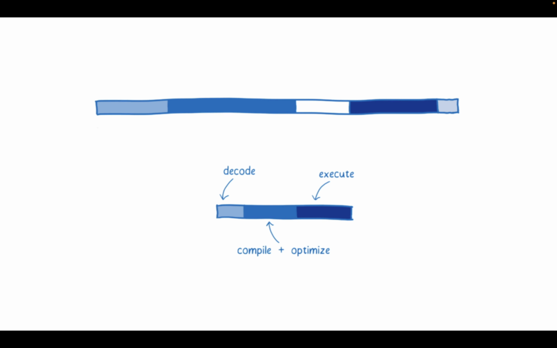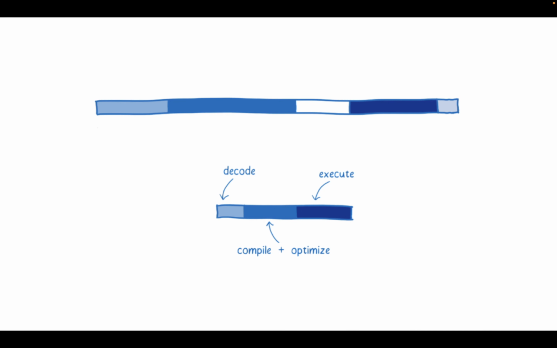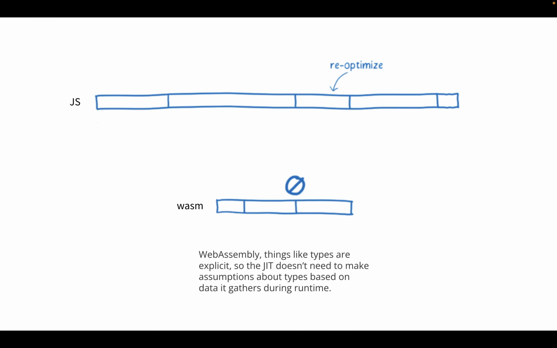So this is different from WebAssembly, right? The graph on the bottom is the WebAssembly. So we just have to decode it, compile and optimize it, and execute it. If you look carefully, it doesn't include the re-optimization part. In WebAssembly, types are explicit, so the JIT doesn't need to make assumptions about the types based on the data it gathers during runtime.